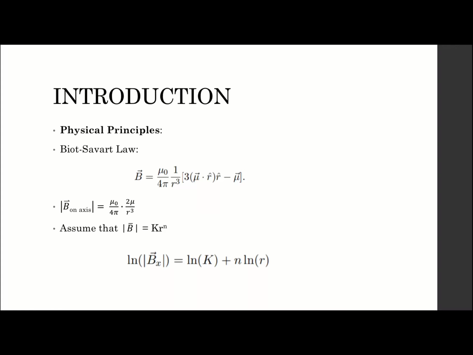The physical principle that I use in this experiment is basically the Biot-Savart law for a bar magnet. In order to find the distance dependence of the magnetic field, I assume that the magnitude of the magnetic field equals k times r to the nth. If we take the natural log of both sides, we get ln B equals ln k plus n times ln r, which can be seen as the equation of a line.